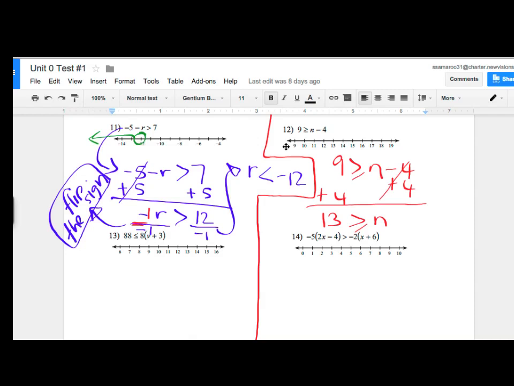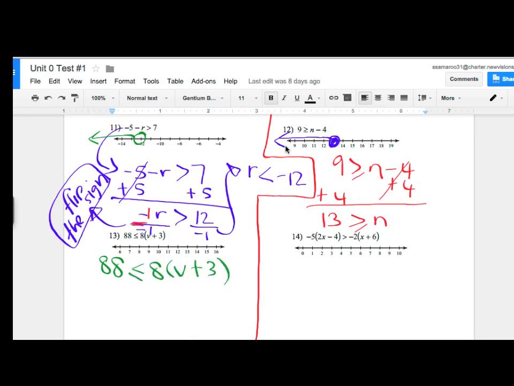Graphing this, I'm going to find 13. It's a shaded circle because it's less than or equal to, and anything less than goes to the left. See, it's not as difficult as you think. Now, what's going on here? Let's rewrite this so you can see it properly.